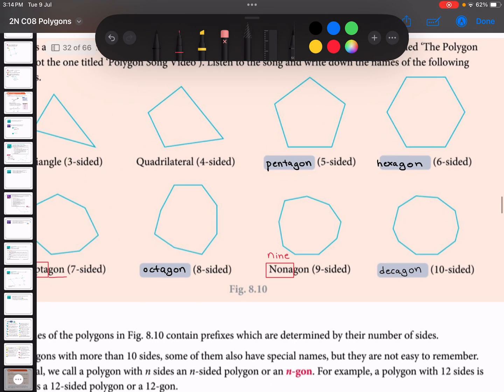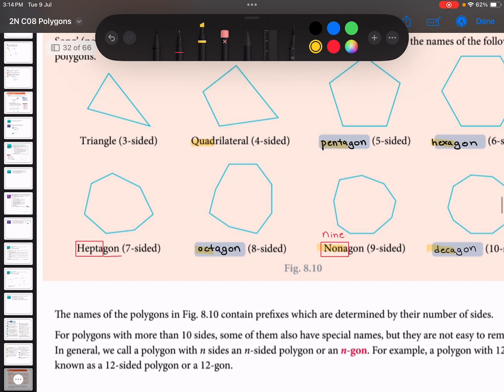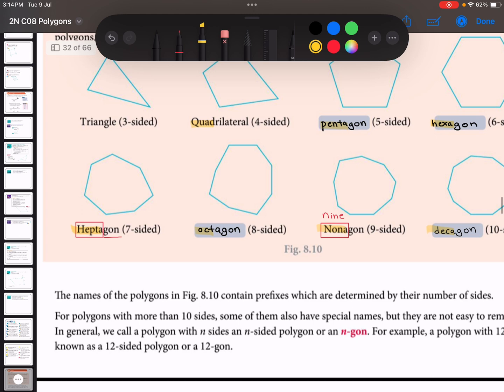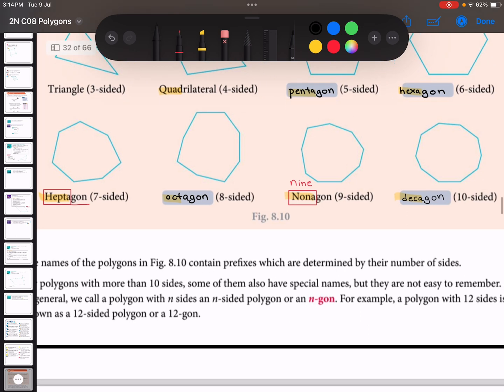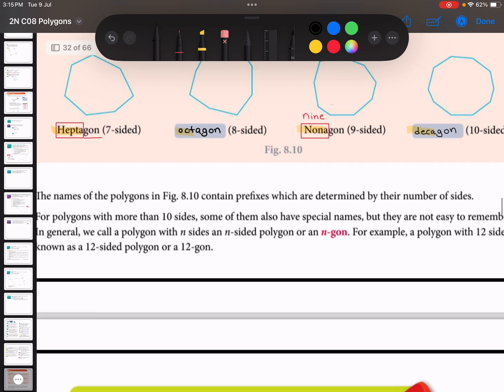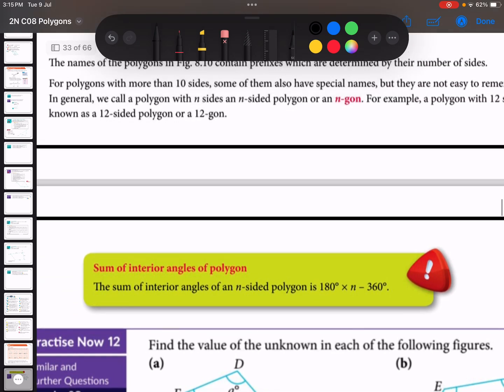So the prefix, that means the words in front: penta, hexa, quad, octa, nona, deca, and hepta. These are the prefixes. They tell you the number of sides. I don't need you to remember anything more than that. After decagon, you can stop. You can call it n-gon, 11-gon, 12-gon, but I need you to know until decagon.